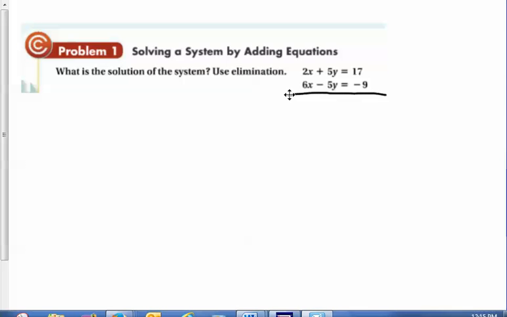So all we do is old school addition. What's 2x plus 6x? That's 8x. These guys are 0, and 17 minus 9, I believe, is 8. And then you solve this. So x equals 1, right?